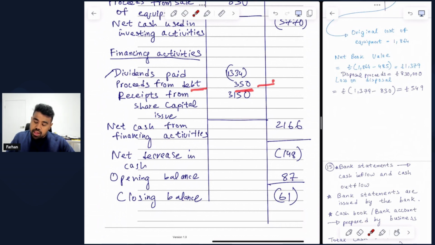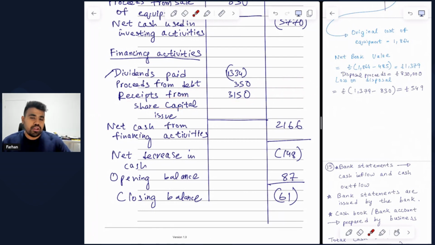So the 300 was calculated by finding the difference between 2,100 and 1,750. Then we have receipts from share capital, and that is 3150. So receipts from share capital refers to additional share capital being issued to the public, and that's a way of raising money. So how does this work in the real world?